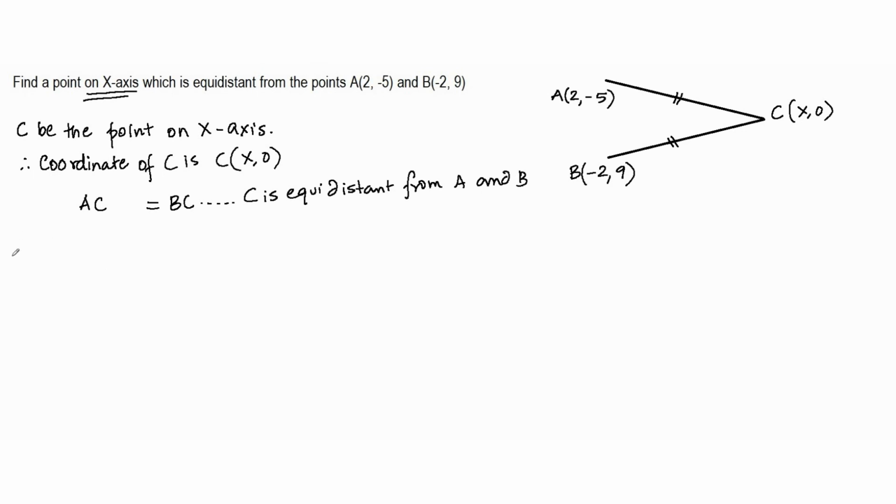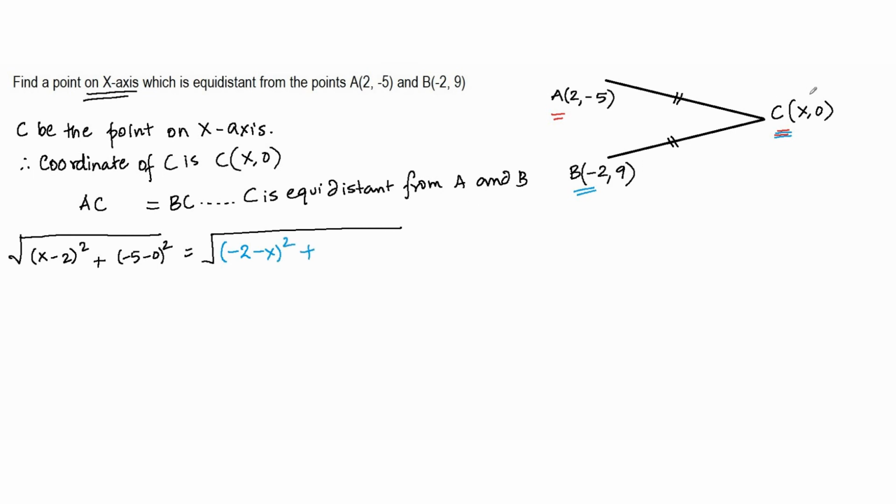Now the length of AC is going to be under root of, if I want to find the length of AC, I should be taking the coordinates of A and C. So length of AC is going to be (x minus 2) the whole square plus the difference in their y coordinates is (minus 5 minus 0) the whole square, which is equal to square root of BC. Now to find the length of BC, you need to take the coordinates of B and C. So the difference is (negative 2 minus x) the whole square plus the difference in their y coordinate is (9 minus 0) the whole square.